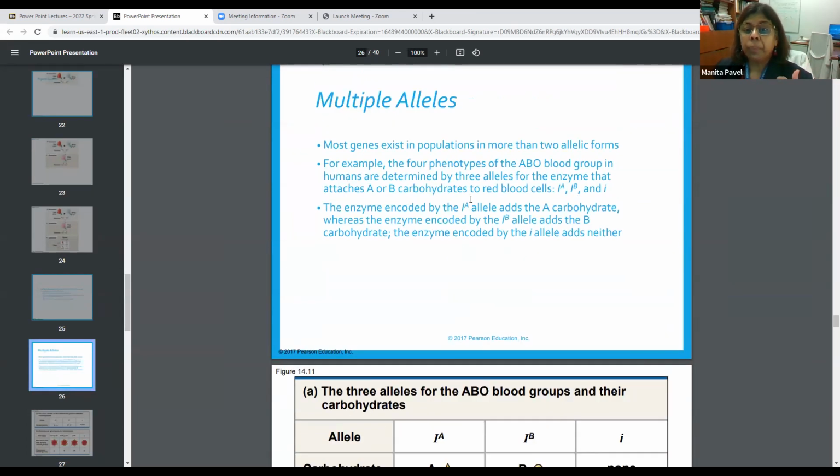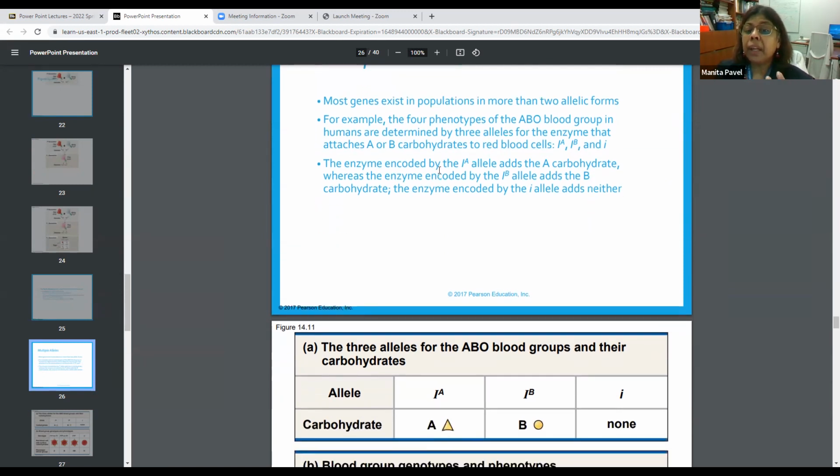Okay, so when you look at the ABO blood groups, they are determined by 3 alleles for that particular enzyme. I refers to the enzyme, and A and B are referring to the type of carbohydrates that are going to attach to that particular blood cell. And the enzyme encoded by the IA allele will add the A carbohydrates.